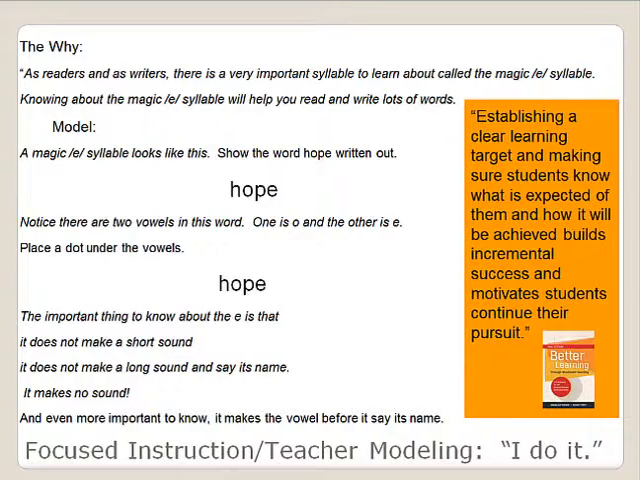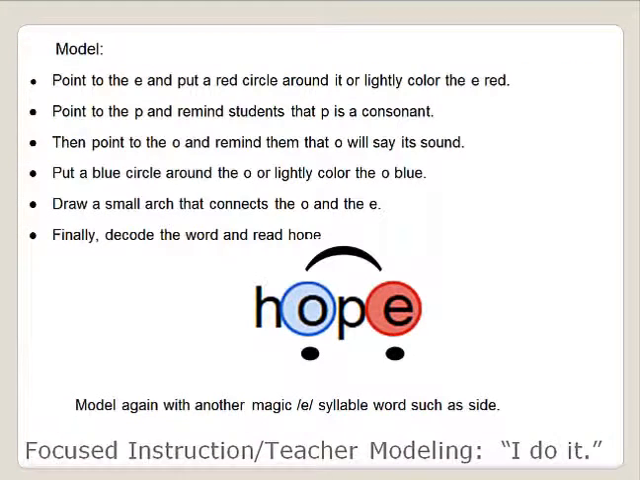Explain that the important thing to know about the E is that it does not make a short sound. It does not make a long sound. It makes no sound. And even more important to know, it makes the vowel before it say its name. Using the word hope, point to the E and put a red circle around it and lightly color the E red.